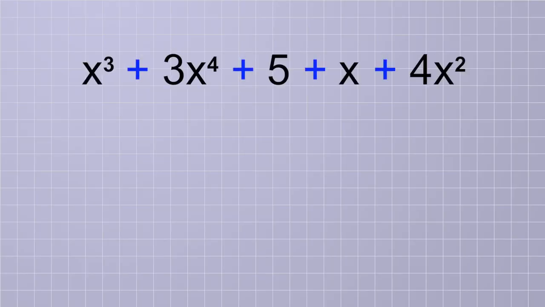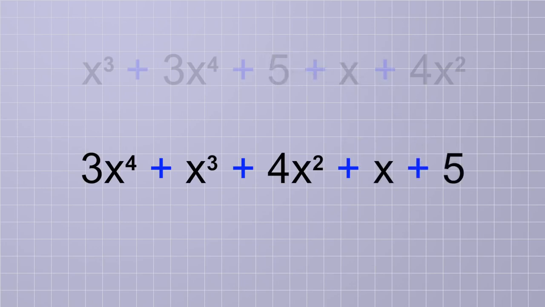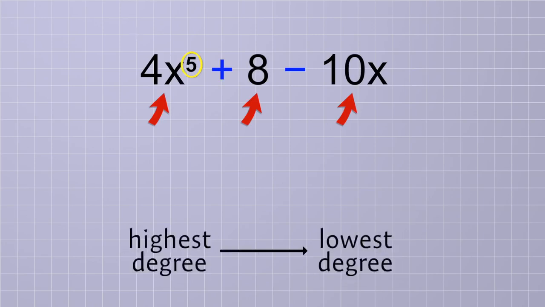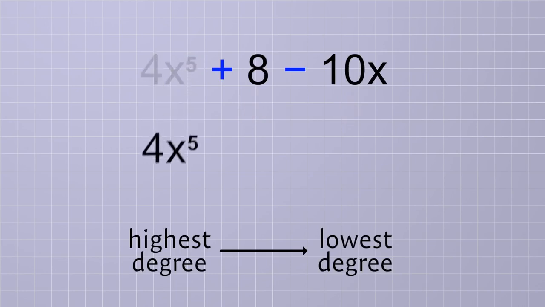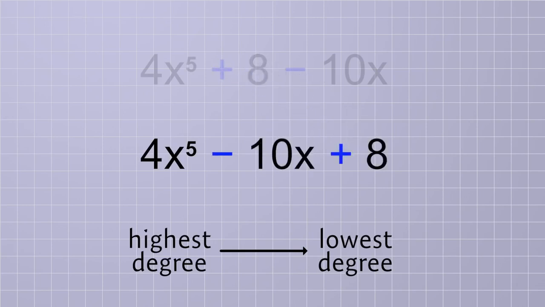Perfect. For example, this polynomial, which has 5 terms, should be rearranged so that the highest degree term is on the left and the lowest degree term is on the right. But of course, not every polynomial has a term of every degree. This is a fifth degree polynomial, but it only has 3 terms. We should still put them in order from the highest to the lowest, even though it has terms that are missing. So, the 4x to the fifth should come first, and then the minus 10x, and finally, the plus 8.